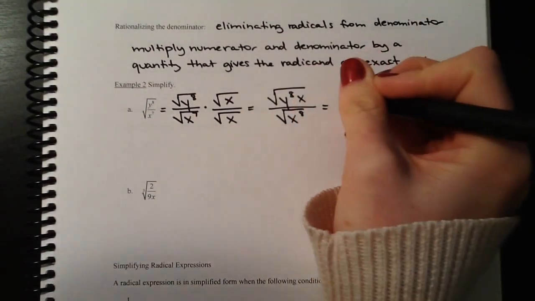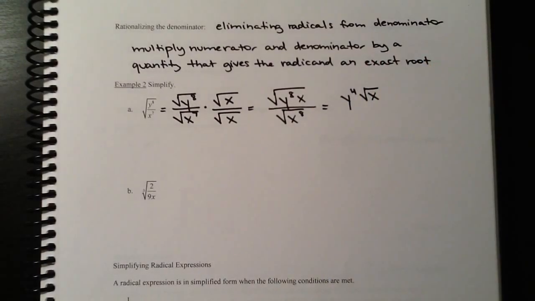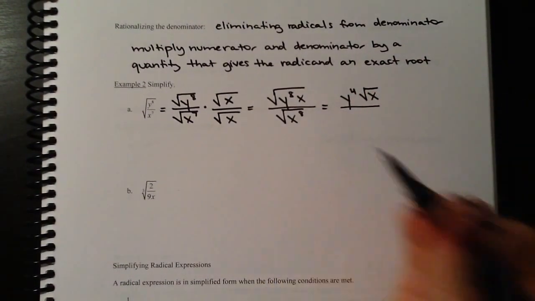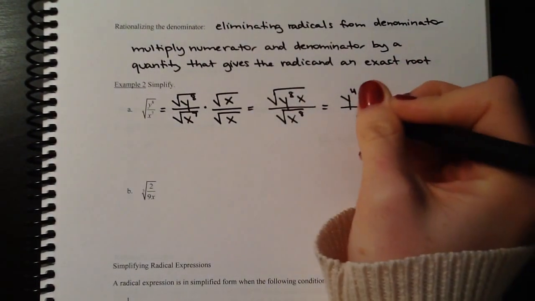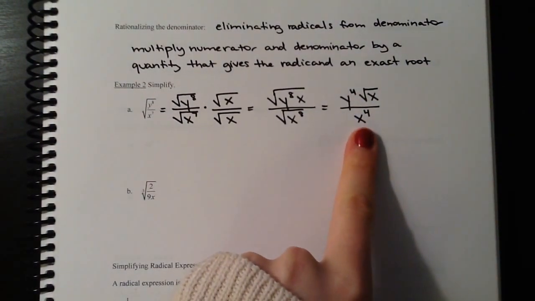So the square root of y to the 8th is y to the 4th. I can't do anything with that x because it doesn't come with a buddy. It would have to come in a pair in order to take it out of a square root. And then down here, x to the 8th, the square root of that would be x to the 4th. So I did it. I got it so that there's no longer a square root in my denominator.